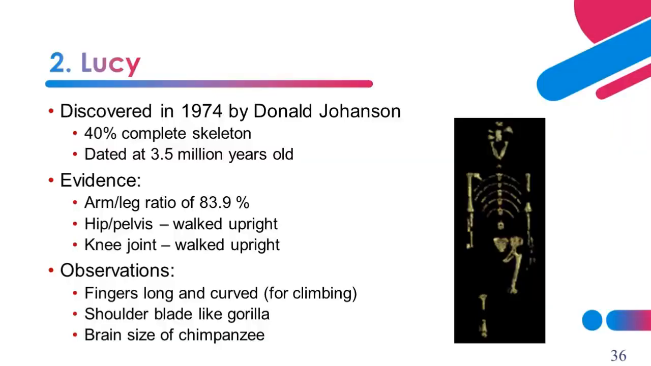My favorite girlfriend, Lucy. Lucy was discovered in 1974. 40% of the skeleton, 3.5 million years old, and they have provided some evidence from the discovery. The arm-leg ratio 83.9, similar to humans, and the hip-pelvis connection suggested that she was walking upright, and the knee joint also suggested she walked upright. So observations: fingers long and curved for climbing, shoulders laid like a gorilla, and brain size of a chimpanzee. So this is Lucy, a humanoid that they found in Ethiopia.